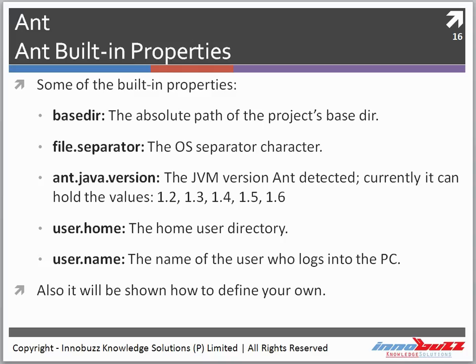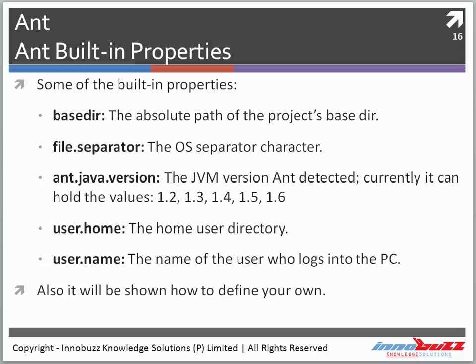And built-in properties. Some of the built-in properties include the following. Basedir, the absolute path of the project's base dir, set with the basedir attribute of project. File separator, the operating system separator character. Ant Java version, the JVM version detected. Currently, it can hold the values 1.2, 1.3, 1.4, 1.5, and 1.6.